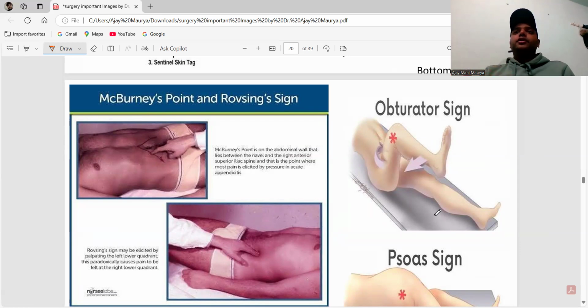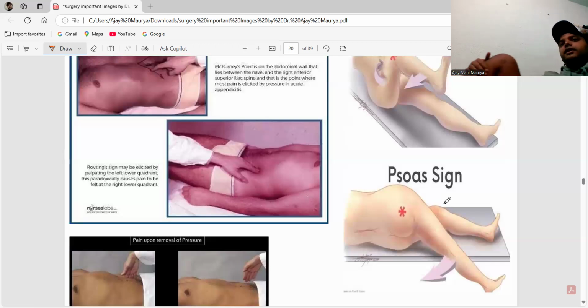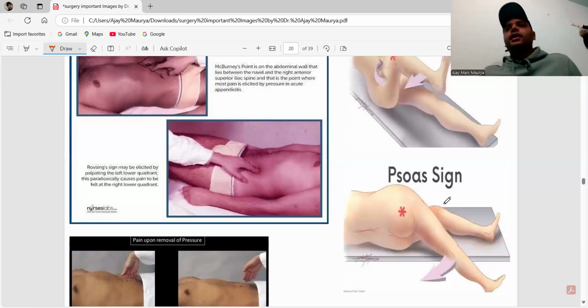This is the obturator sign. This is the psoas sign, guys. You have to tell the patient to do internal and external rotation. This is the psoas sign, guys.